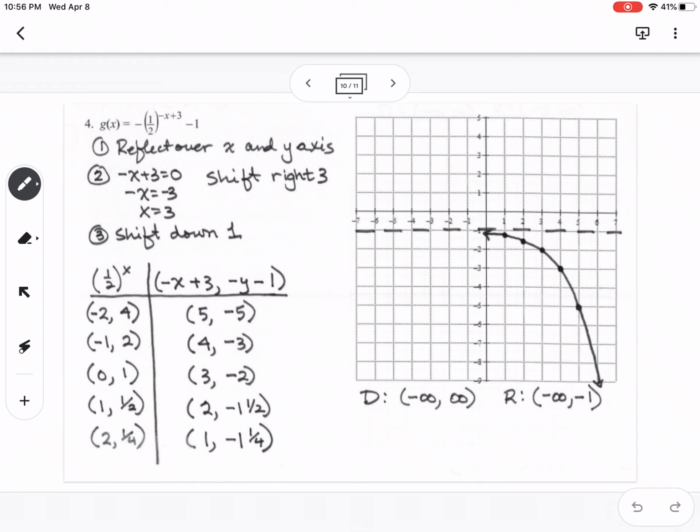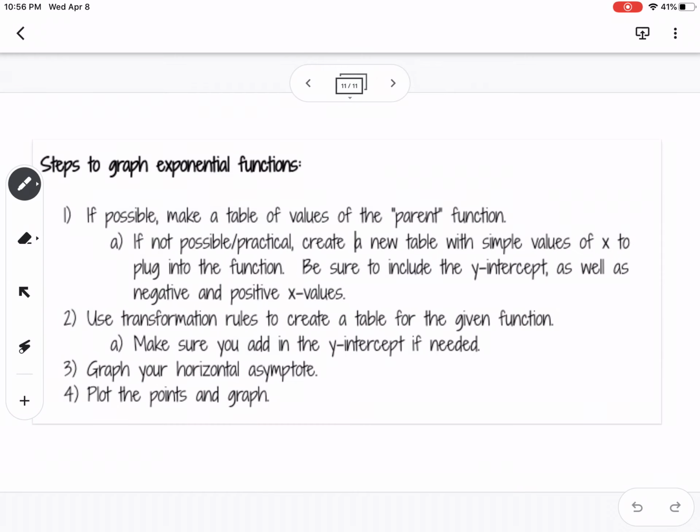And then you'll see it on your guided notes, but I did summarize everything so you can see your simple steps. So if possible, make a table of values of the parent function, which depends on the problem, so it could change. And if it's not possible, just create a new table with simple values of x, just like the first example when we first started the lesson. Make sure you include the y-intercept. And then, if you're using the parent function, you're going to use your transformation rules to make a new table. Add that y-intercept again. Make sure you have your horizontal asymptote, and then plot and graph. And don't forget to do the domain and range, especially if it's asked of you.